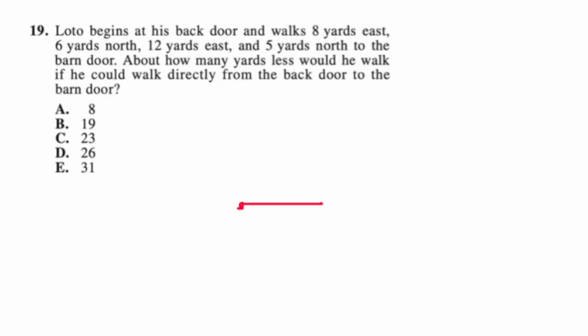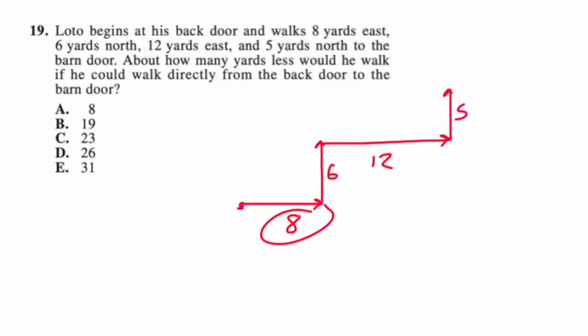He goes 8 yards east, so I'll write 8, and then 6 yards north. And this isn't really to scale, it's just a little diagram. And then 12 yards east, so it's a little bit bigger, and then 5 yards north. So all in all, how far did he walk? If we add all this up, 8 and 12 is 20, plus 6 is 26, plus 5 is 31. So he walked 31 yards total.